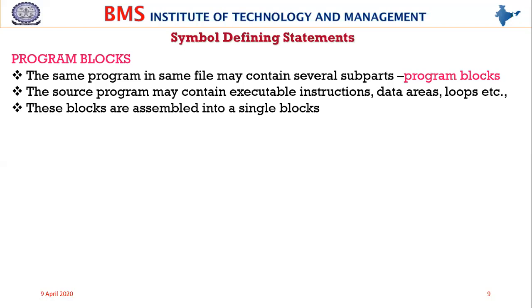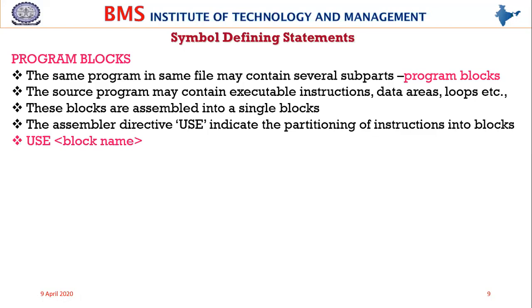If it is in a different file, then we call it a control section, and then the linker will come into the picture. But here, within the same file, the linker issue will not arise. So we can define the program blocks separately by giving an assembler directive, USE.